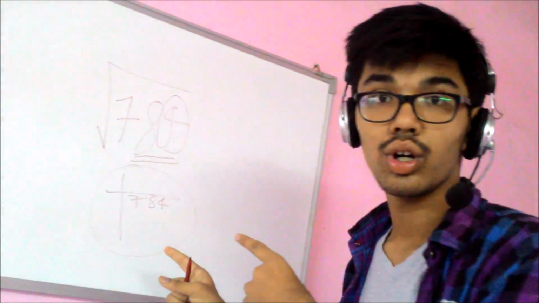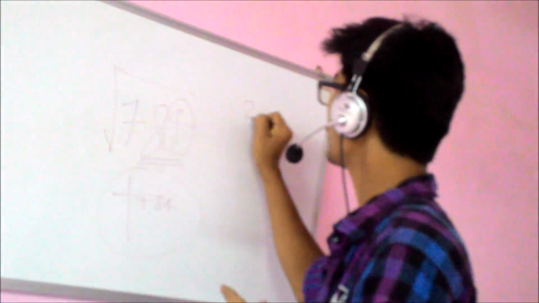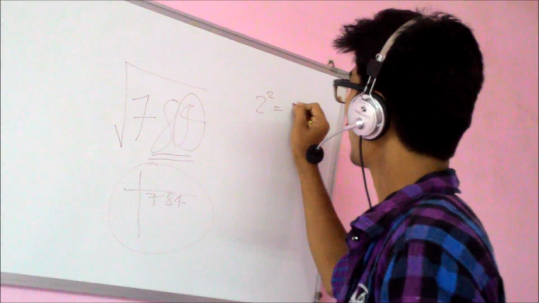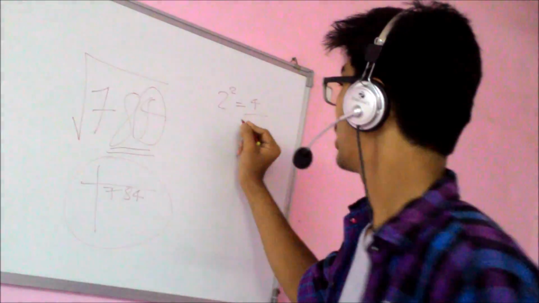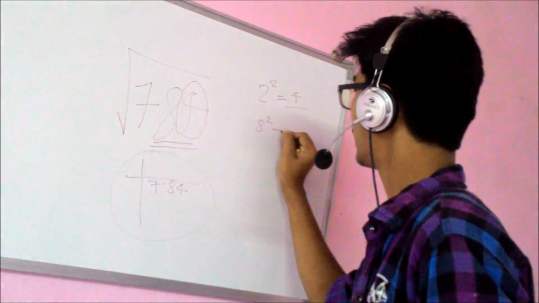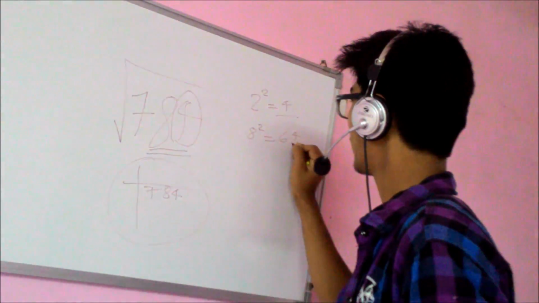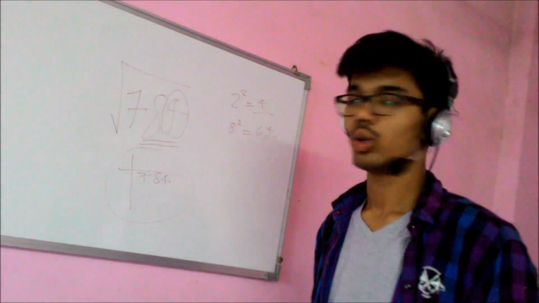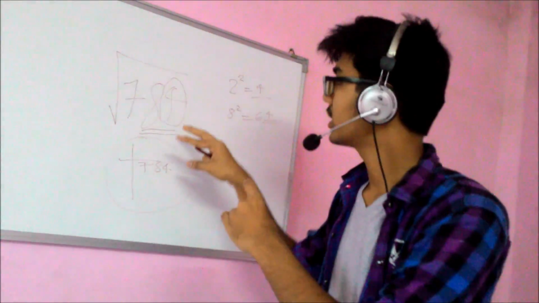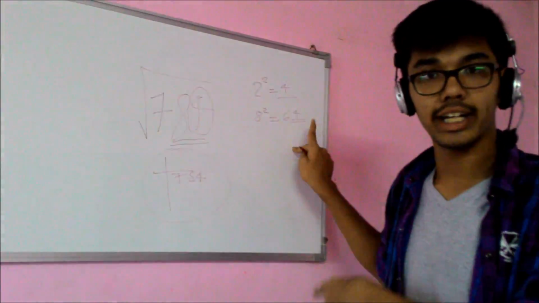It is 4. Square of 2 is equal to 4. Also, square of 8 is equal to 64. That is ending with 4. So the possibilities of the square root are 2 and 8.